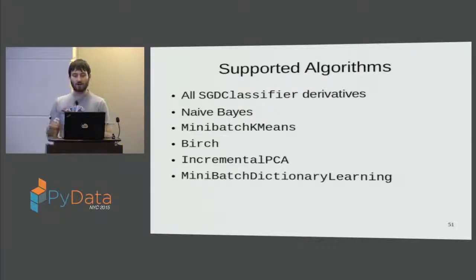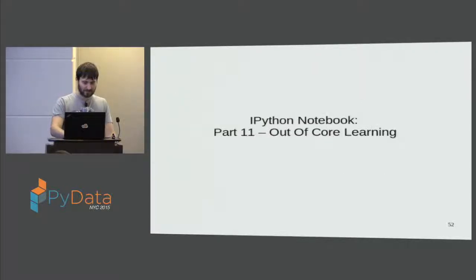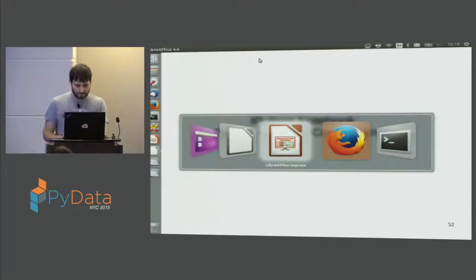So there's the SGD classifier, SGD regressor, perceptron, passive-aggressive, and so on. These are like the SGD classifier derivatives, the naive Bayes algorithms, mini-batch k-means, Birch, incremental PCA. Birch is a clustering method. And mini-batch dictionary learning, which is like a sparse coding algorithm. Oh, we also just, in a new release, added it to standard scaler, min-max scaler, and robust scaler, so the preprocessing methods. And so I'm going to show you how you can use this.